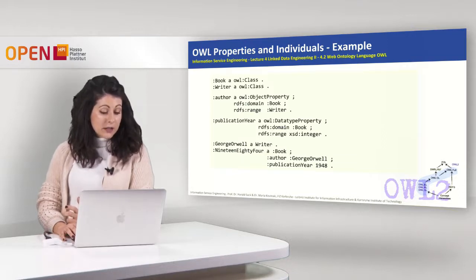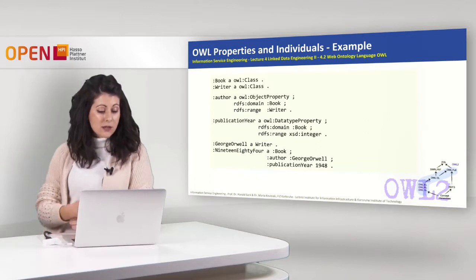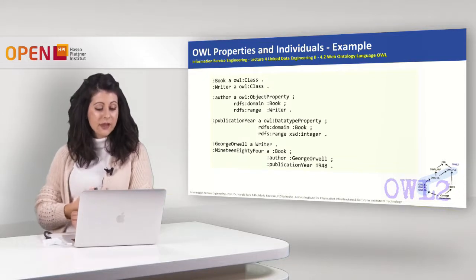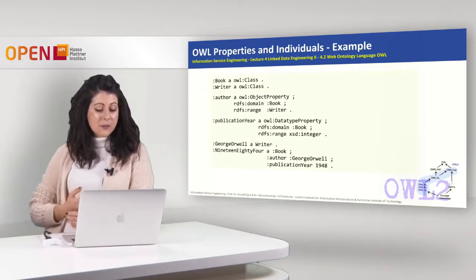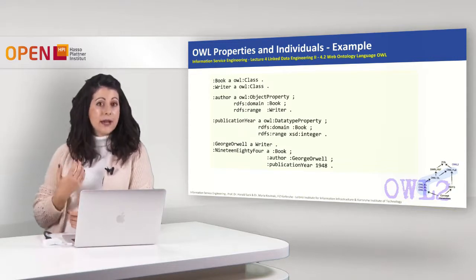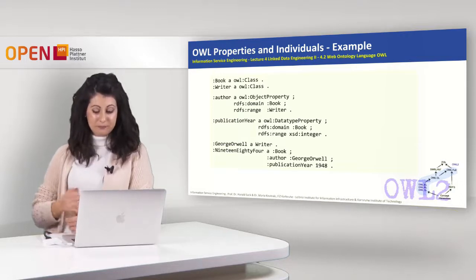So 1984 has as author George Orwell, which is correct, and does not violate our definitions, since author is an object property with a range writer, and George Orwell is a writer. And then 1984 has as publication year 1984, which is an integer, so again does not violate our definitions of the data type property, publication year.